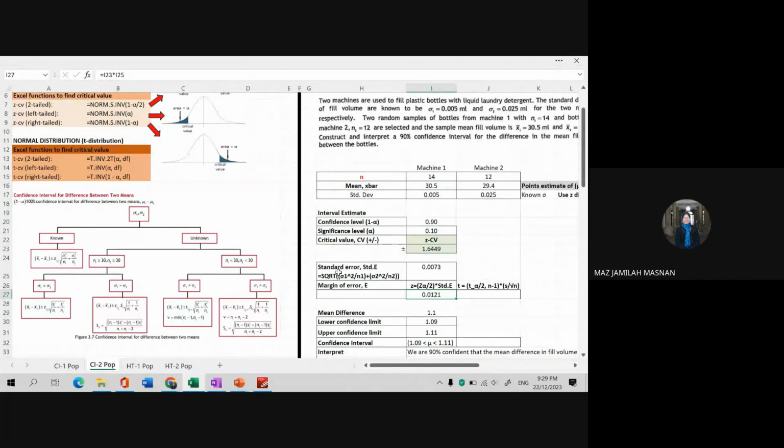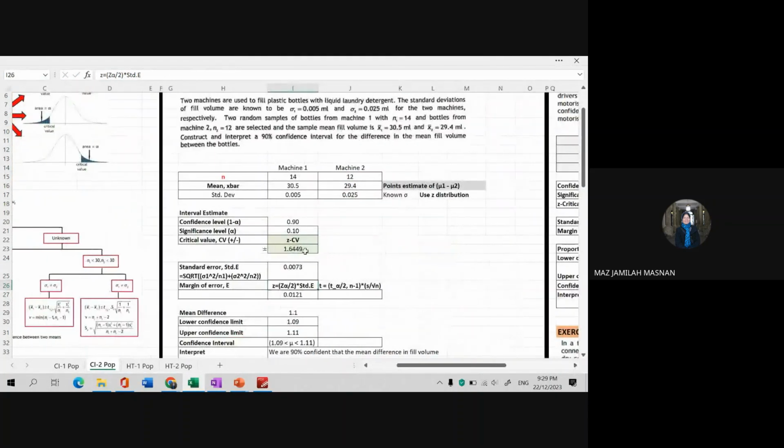The critical value is already obtained here. So the standard error is calculated using this, and I simplified it here. This is the formula, and if I put it into the Excel function, this will be the formula. If you calculate it right, you will get 0.0073. So we have got our critical value. We have to multiply it with the standard error, which will give you the margin of error.